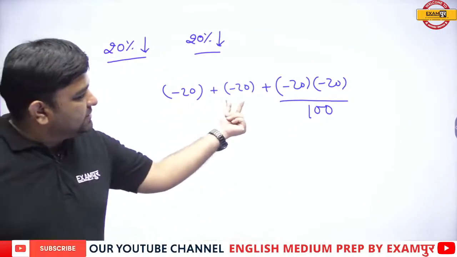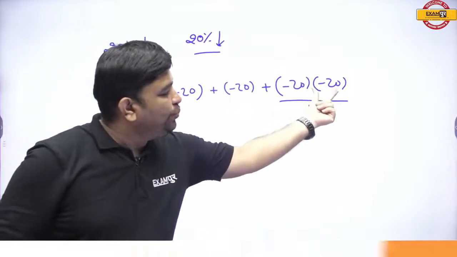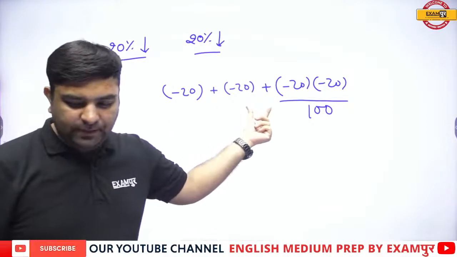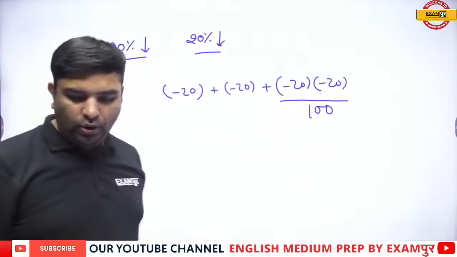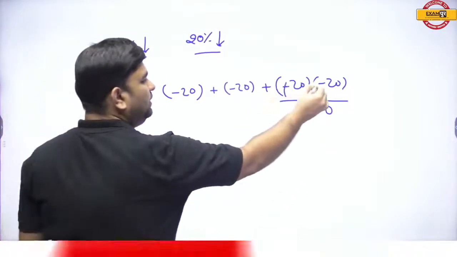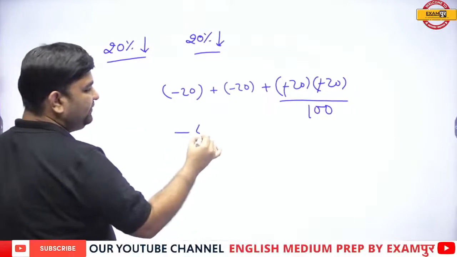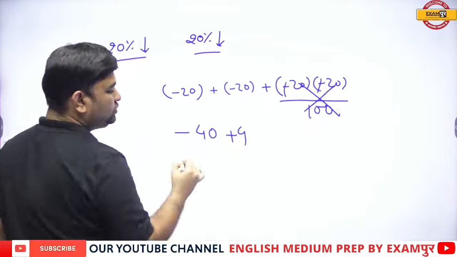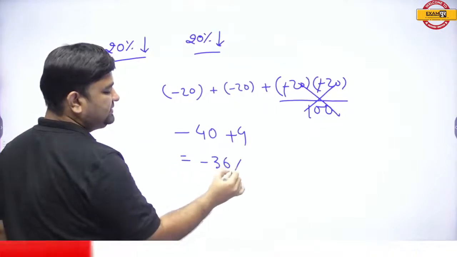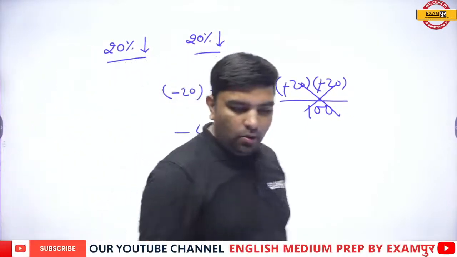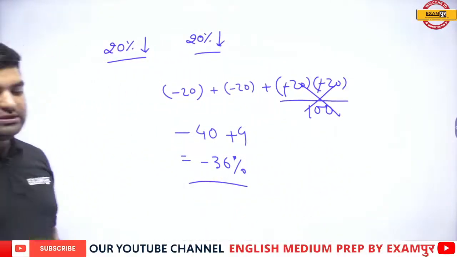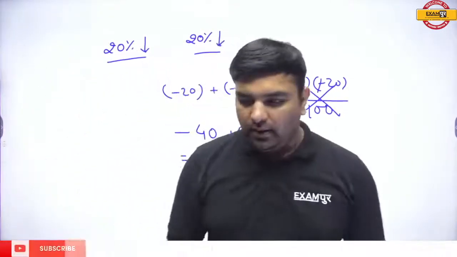A plus B plus A into B upon 100. Luckily, this minus minus will become plus. So it is plus 4. So overall decrement is minus 36%. Overall decrement 36%.